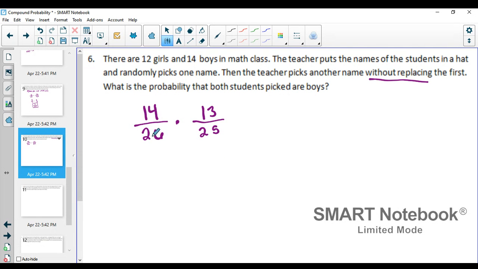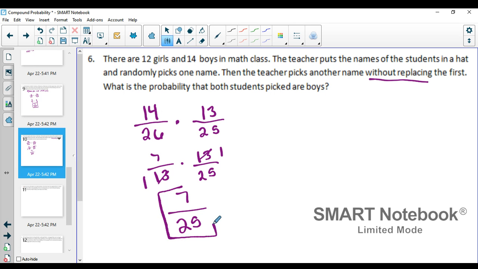We're also going to simplify this 14 over 26 before we multiply, just to make it easier. So 14 over 26 is 7 over 13 times 13 over 25. But we can also simplify this 13 over 13 because there's a 13 in the numerator and a 13 in the denominator. So those are both going to become ones. So it's going to save us some time. So we have 7 times 1, which is 7, and 1 times 25, which is 25. So the probability of picking both boys is 7 out of 25.